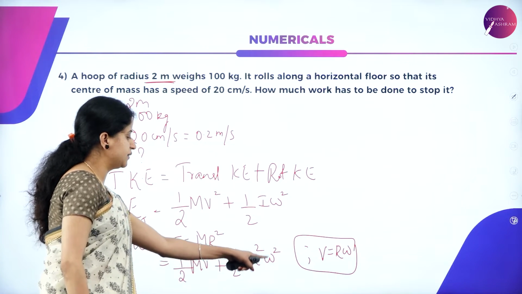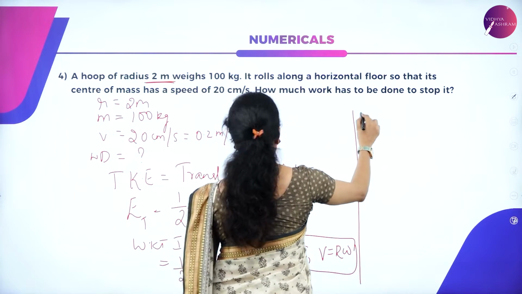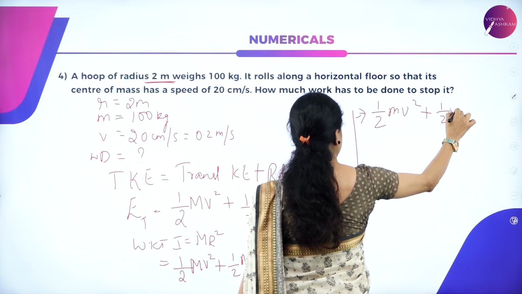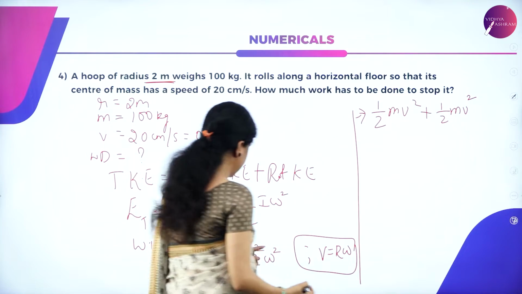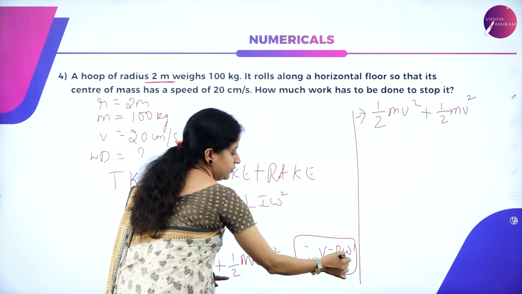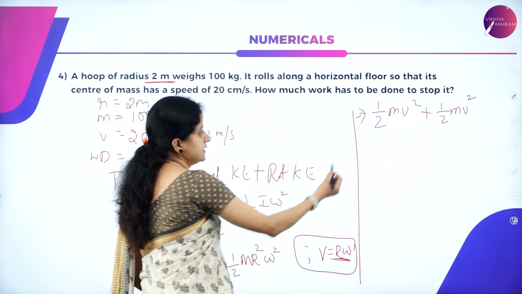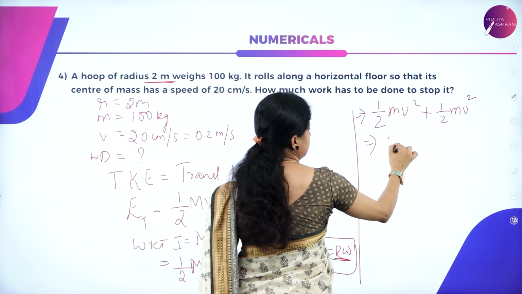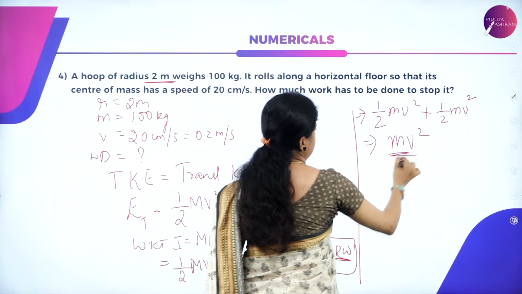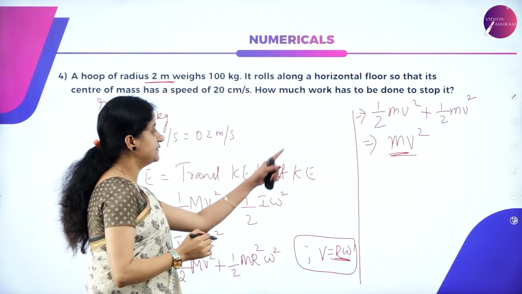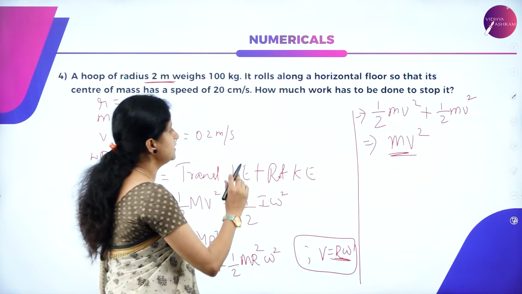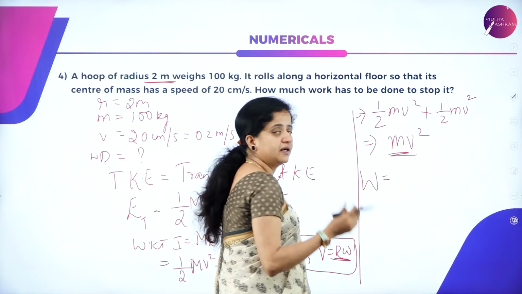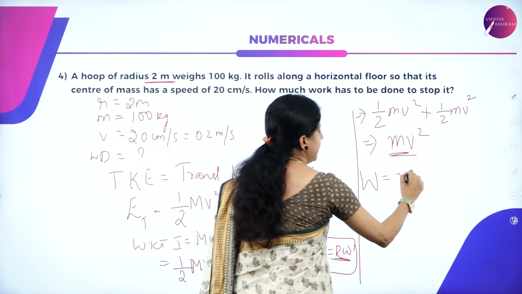We have R square and omega square here, and we can write the expression as half mv square plus half mv square, because R square omega square is v square, since V is equal to R omega. So we get half mv square plus half mv square, that is mv square. So the total kinetic energy is mv square. We have to calculate the work that has to be done to stop, which means W is nothing but the energy stored, and it is mv square.